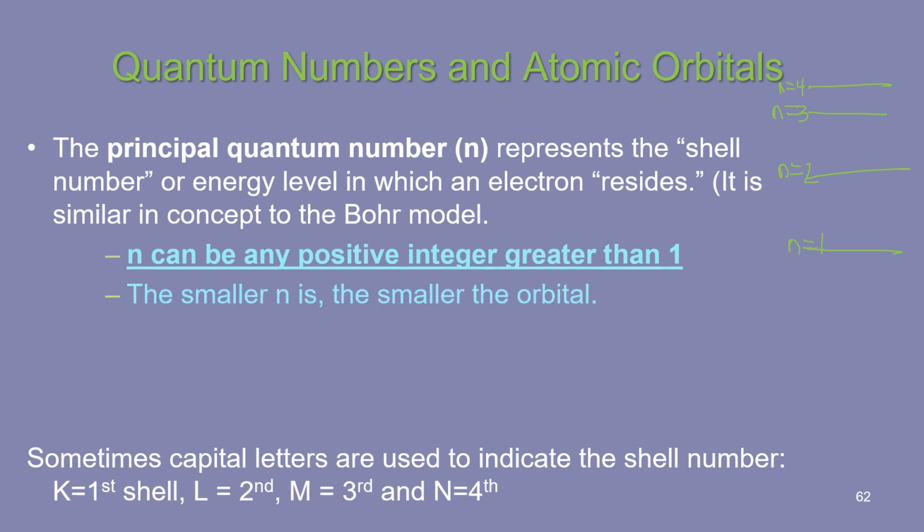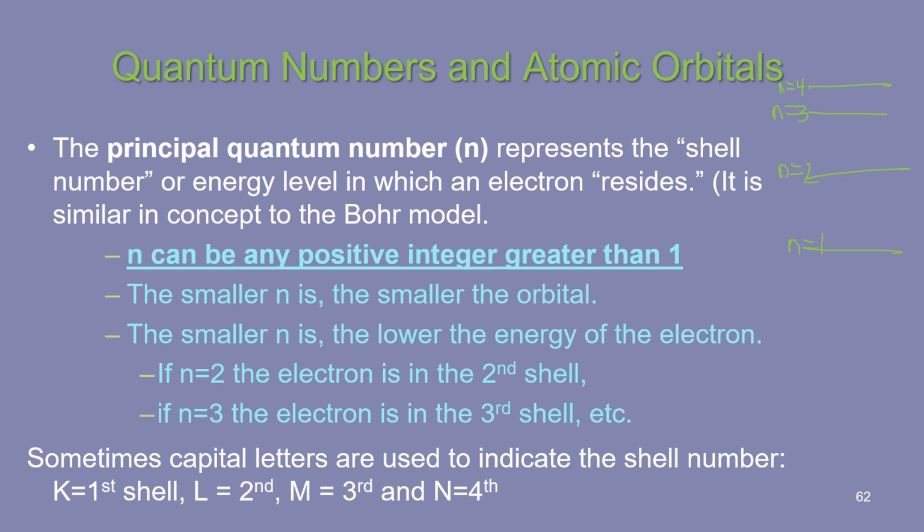Of course, the smaller n is, the smaller the orbital, the lower in energy it is. And the smaller n is, the lower the energy. So if n equals 2, the energy is in the second shell, which is higher energy. n equals 3 is the third energy level. Every once in a while, I won't use this, but every once in a while it shows up.